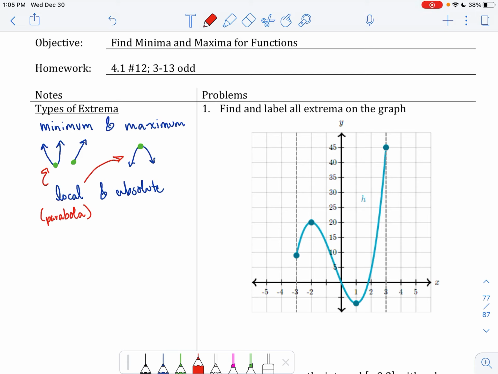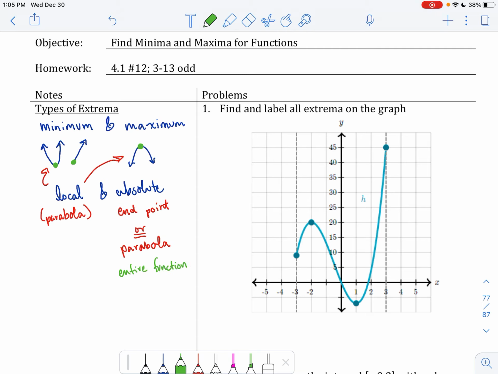Absolute could look like either. So it could look like an endpoint or a parabola. And the absolute maximum and minimum is of the entire function. So let's look at an example of that.